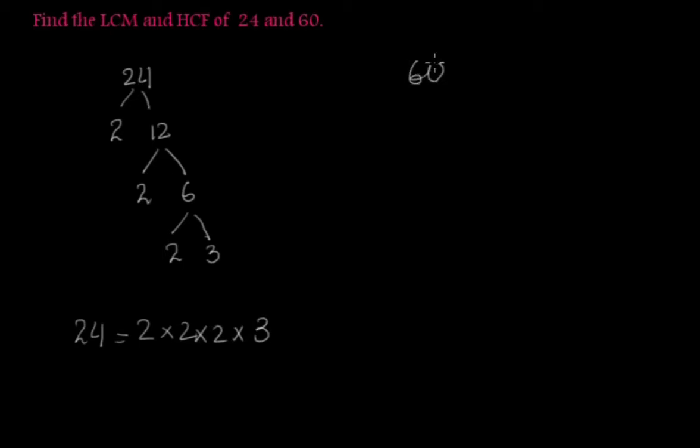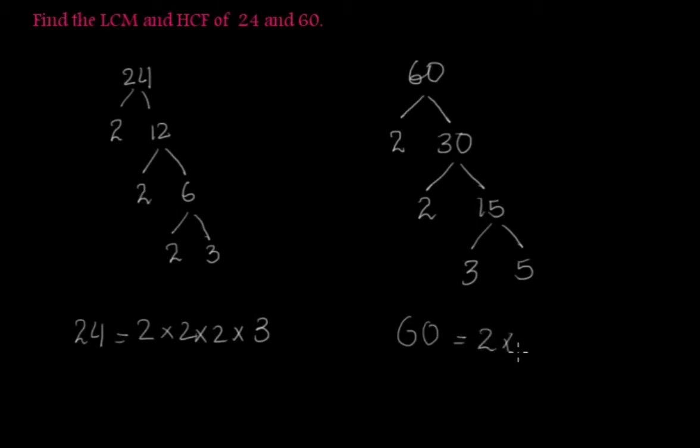Now for 60, let's split it and take any two numbers that multiply to give 60. Again I take the least number, that is 2. So 2 times 30 is 60. Let's factorize it again. And again 2 times 15 is 30. Here 2 is a prime number, but 15 is not. So let's continue. 3 times 5 is 15. Now both are prime numbers. So we can write the factors of 60 as 2 times 2 times 3 times 5.